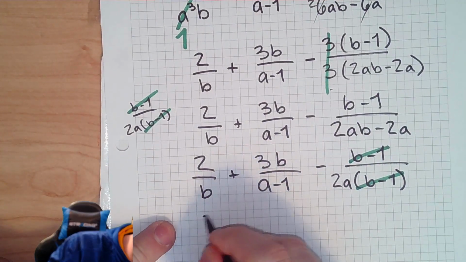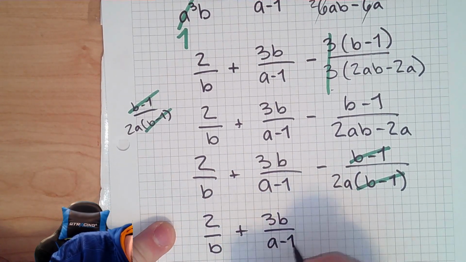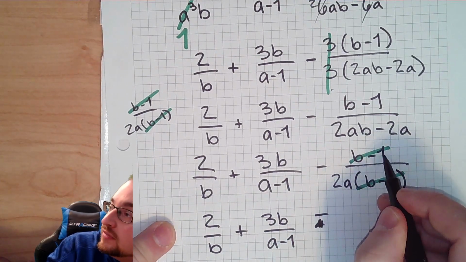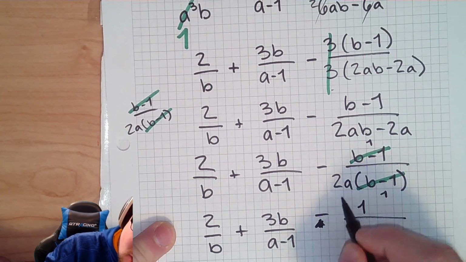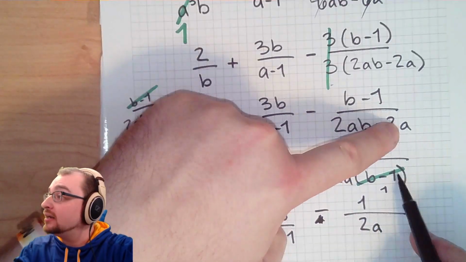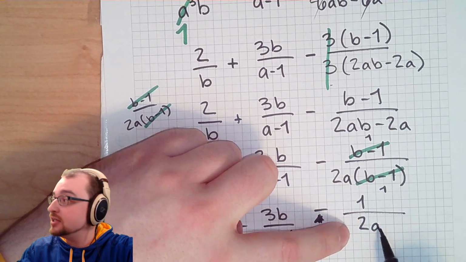So now our problem looks like this. Oops, minus sign, minus sign, minus sign. B minus 1 divided by b minus 1 is 1 over 1. So we end up with 1 over 2a times 1, which is just 2a. Those things don't go away. They become 1 over 1, right? So that's a 1 there. 2a times 1 is this.